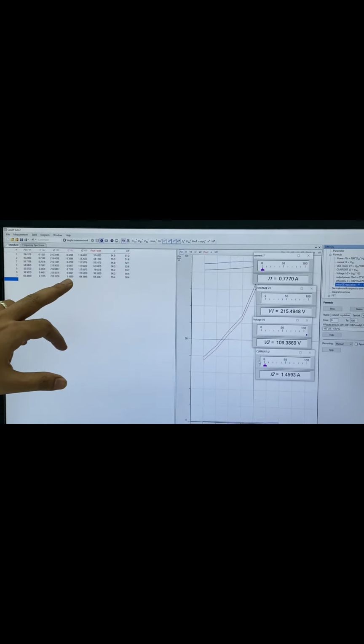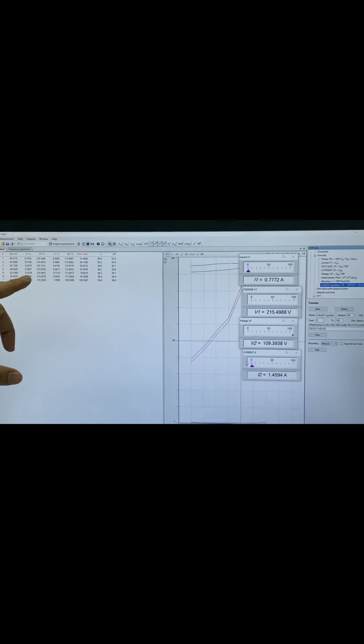Okay? So can you see? 1.4 is the value we're getting here. So we must stop now. Otherwise, it may burn our machine. So we are going back, we're going back, and we are making it 0 volt.